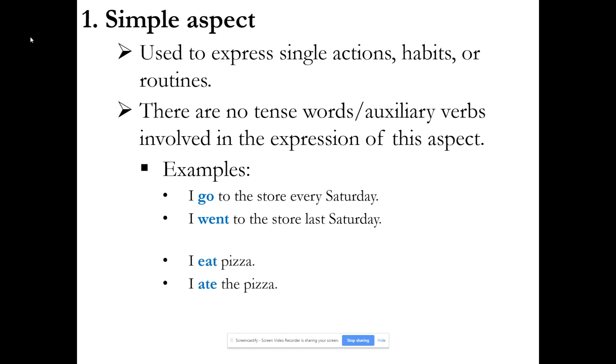Things that are happening. I eat pizza. Statement, right? I ate the pizza. Different tenses, right? For both of these examples, we have a present and a past, but they're all in the simple aspect, because it's just a single action happening in the past or present. I swim every morning. I swam this morning.